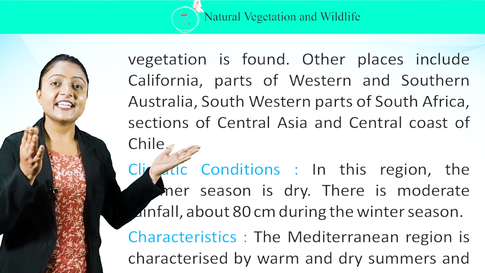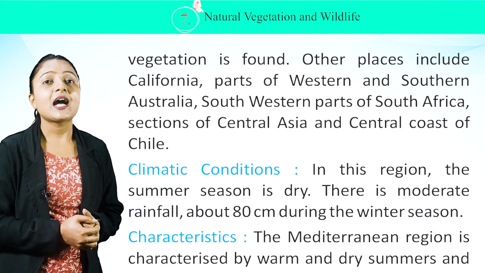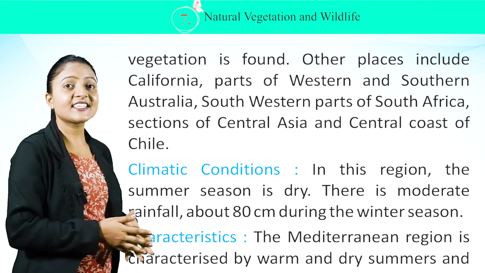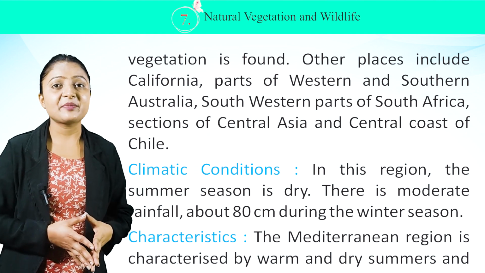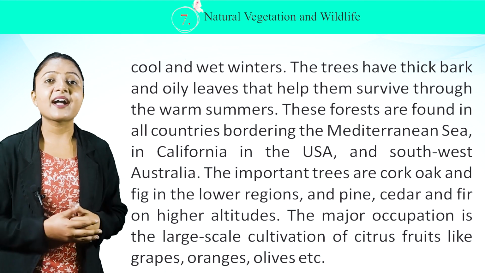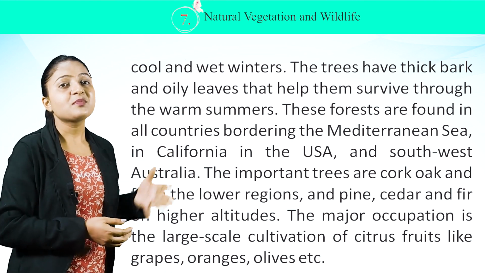Climatic conditions. In this region, the summer season is dry. There is moderate rainfall, about 80 centimeters, during the winter season. Characteristics. The Mediterranean region is characterized by warm and dry summers and cool and wet winters. The trees have thick bark and oily leaves that help them survive through the warm summers.